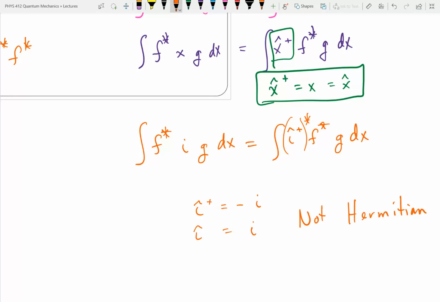What in this is the Hermitian conjugate? Like, is it finding what i dagger is? Is that what the Hermitian conjugate is?